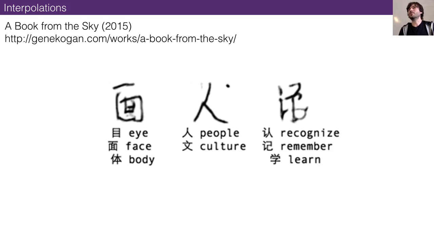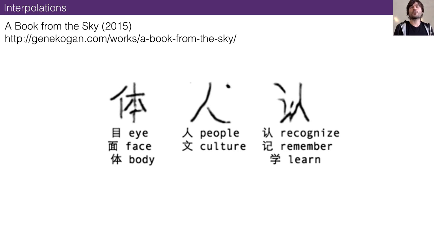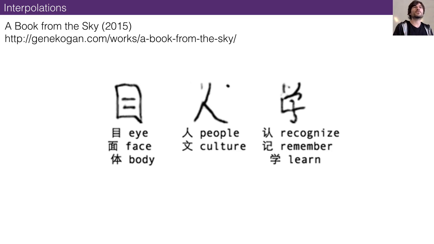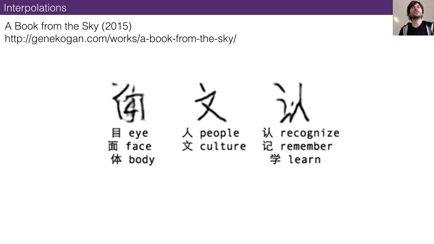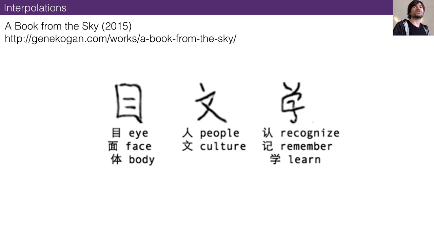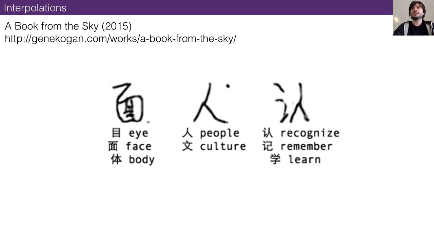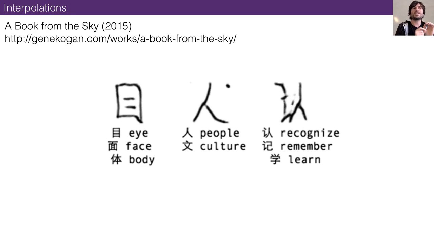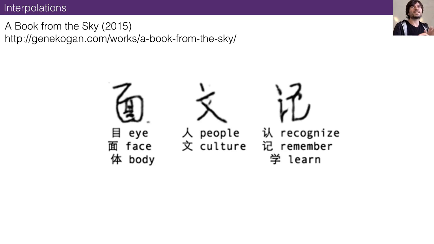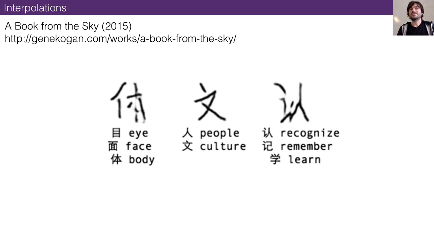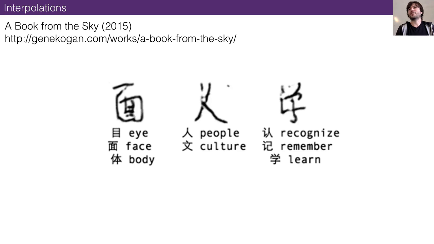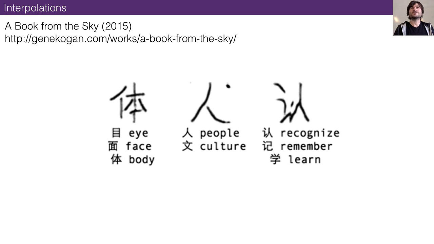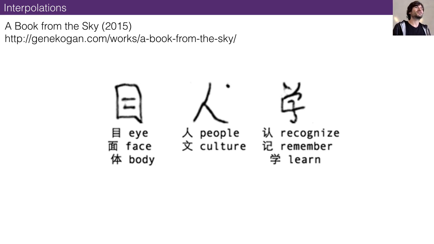This project, I called it A Book from the Sky. It's named after the artwork by Xu Bing, which maybe some of you are familiar with. I think it's here in New York somewhere. Xu Bing is this Chinese artist who fabricated thousands of fake characters. He made up his own Chinese characters. So I like to think of this as kind of the opposite. He made real versions of fake characters, and I'm making fake versions of real characters.